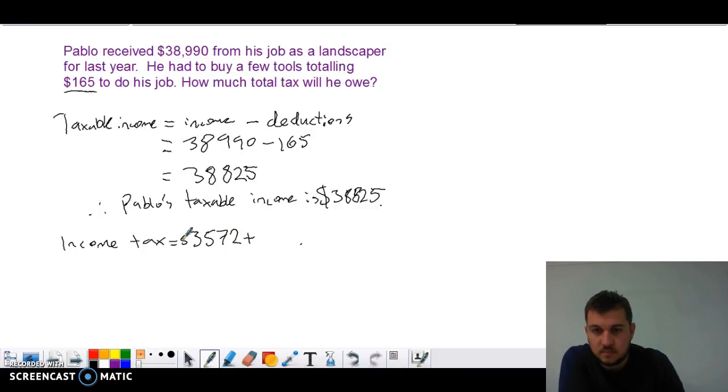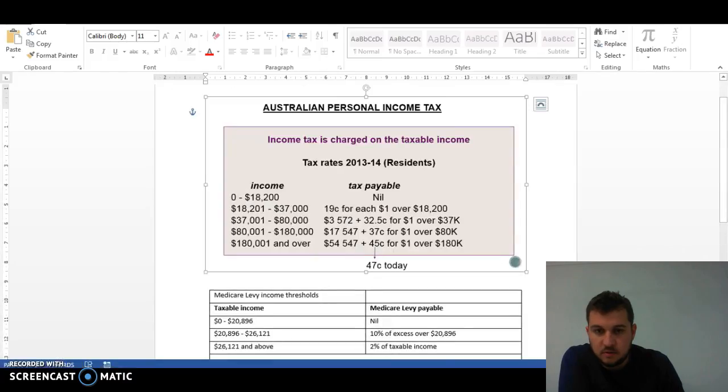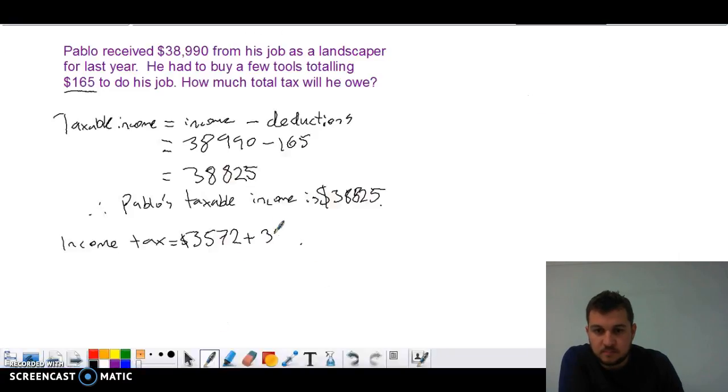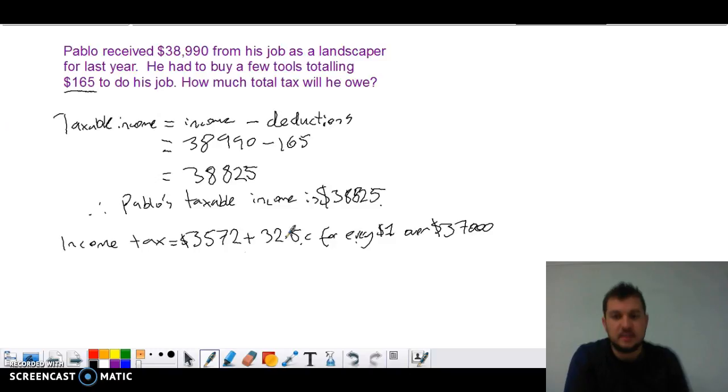plus 32.5 cents for every $1 over 37,000. So this sets up the foundation for our equation.